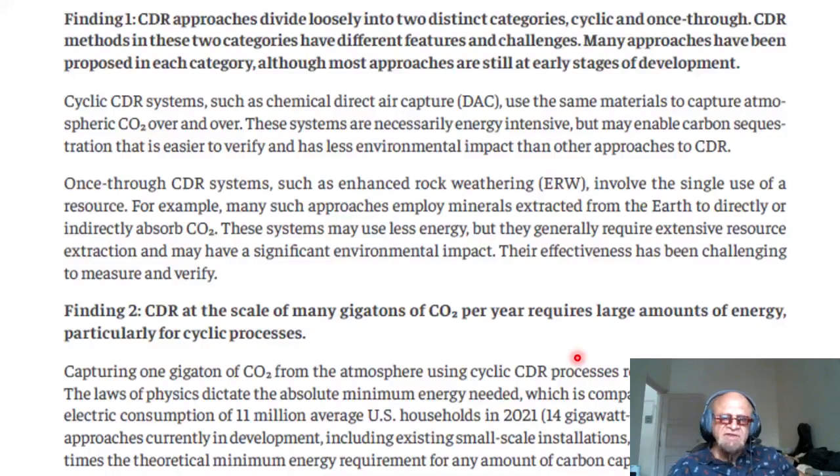So the laws of physics, for example, dictate the absolute minimum energy needed, which is comparable to the combined electric consumption of 11 million average US households in 2021. So that's 14 gigawatt years, the energy unit. The cyclic CDR approaches currently in development, including existing small-scale installations, require at least several times the theoretical minimum energy requirement for any amount of carbon captured.